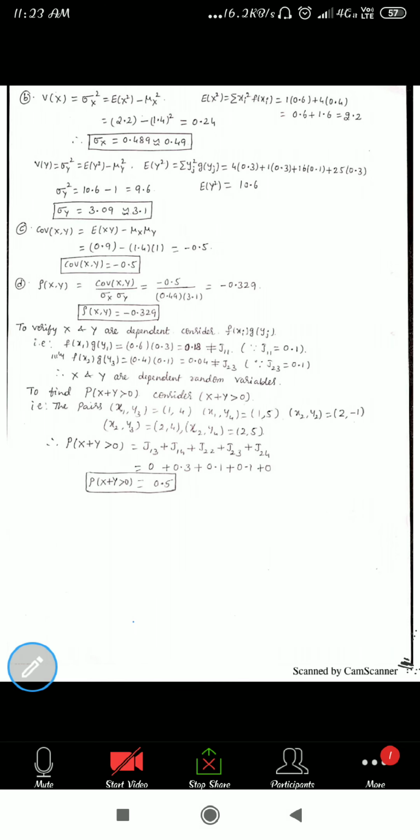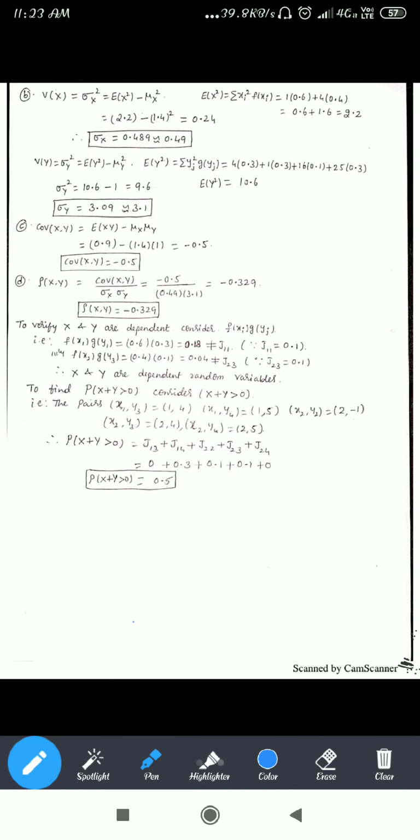You see, I have solved here. So same thing, 0.18 and you get 0.1, so it is not equal, so it is dependent, where one condition is enough. If you want, you can solve for the second condition also, x2 y3 also. You can take randomly any number which is available there, so that again you'll get not equal only, so you will get dependent variables.